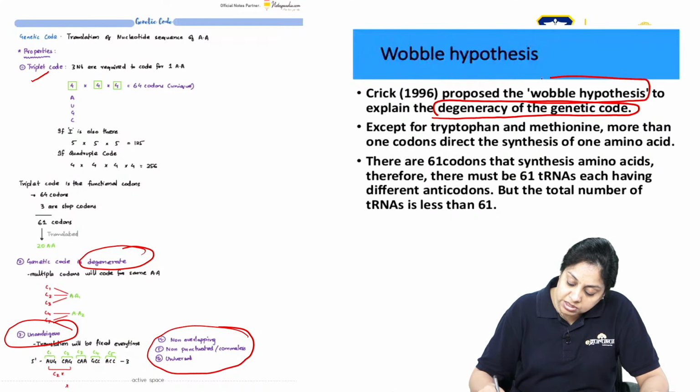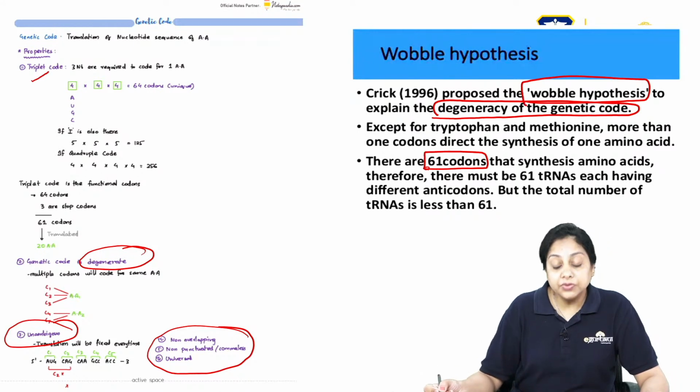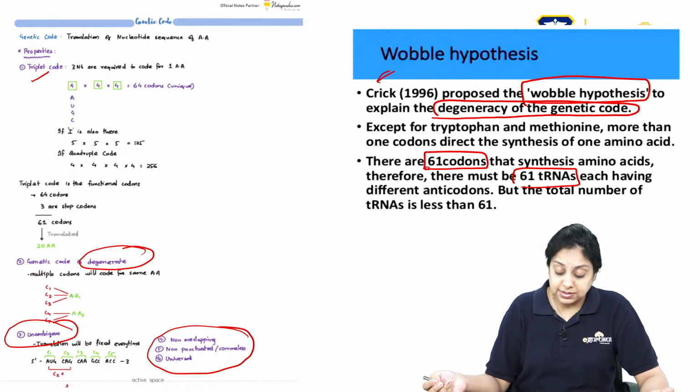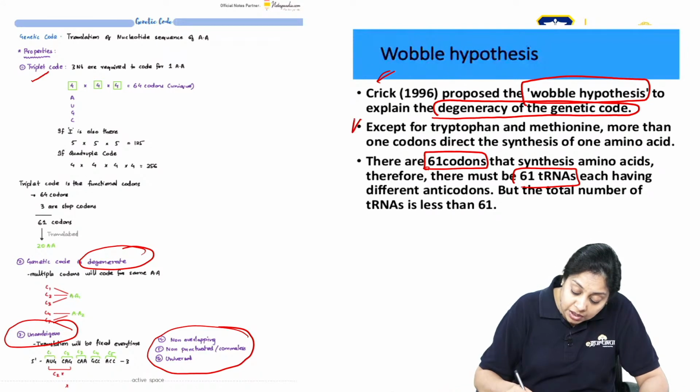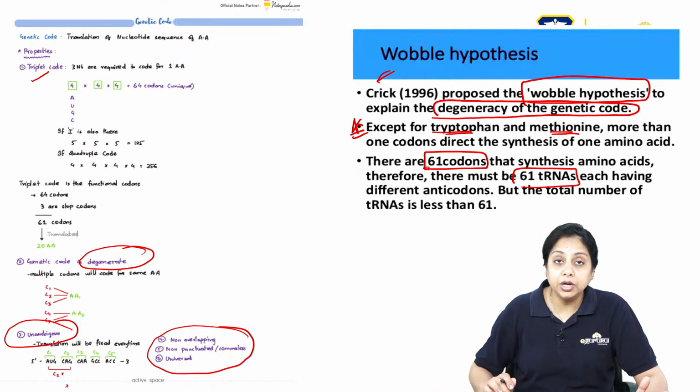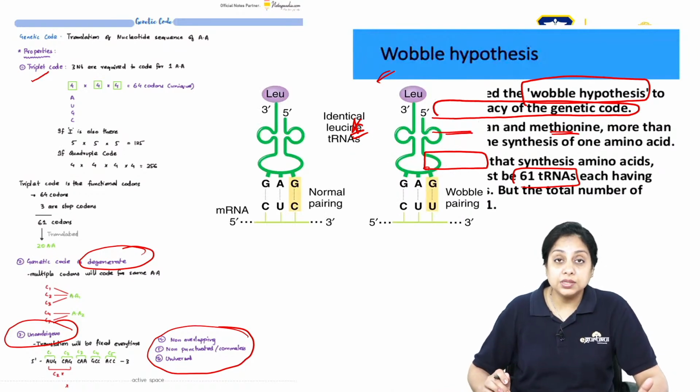What do we mean by degeneracy of the genetic code? We know there are 61 codons. 61 codons means there must be 61 tRNAs, but we don't have 61 tRNAs, right? That is explained by Crick in 1966, that there is a degeneracy in the codons, and we will take a look into that. But before jumping into that, make a note of this point. Except tryptophan and methionine, more than one codon directs the synthesis of an amino acid, right? This is a very important point for you to notice, okay? So this is the Wobble hypothesis.